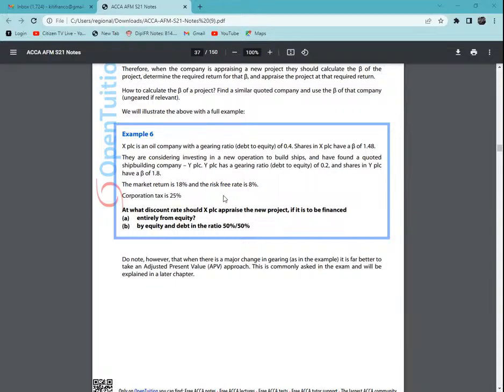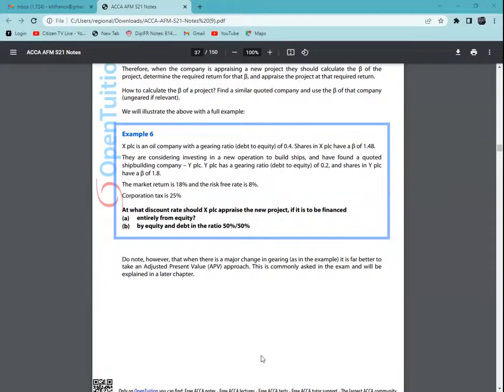Ladies and gentlemen, in such a question, when I see them giving me the market return and the risk-free rate of return, what do you think should come to our mind? Whenever you hear market return and risk-free rate, what should we have at the back of our mind? Somebody there? I can see two chats. When I see market return and risk-free, CAPM. Thank you, CAPM. Yes.